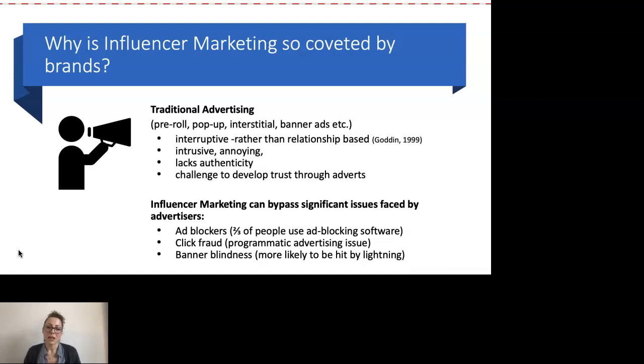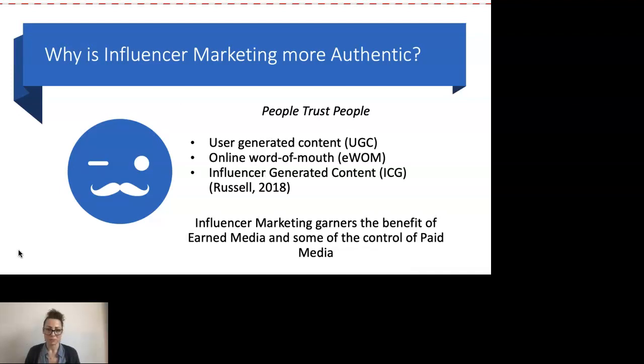And as mentioned earlier, banner blindness. So apparently we are more likely to be hit by lightning than we are to click on a banner ad. So traditional digital advertising is quite challenging. There are many, many problems, and influencer marketing can help us bypass many of these issues.